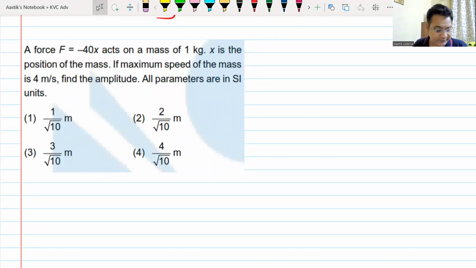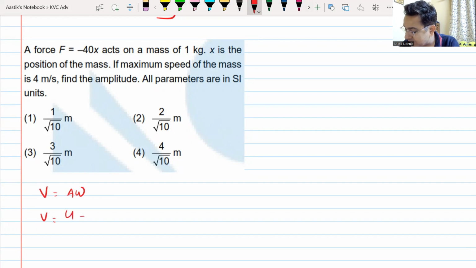So how did we get this? Option 1. V equal to A omega, that is correct, and omega square equal to K by M. So V max is given as 4 meter per second. That will be equal to A into omega, which is root over K by M. How much is K? 40. 40 by mass, which is 1. From here you are getting the value of A as option 1.